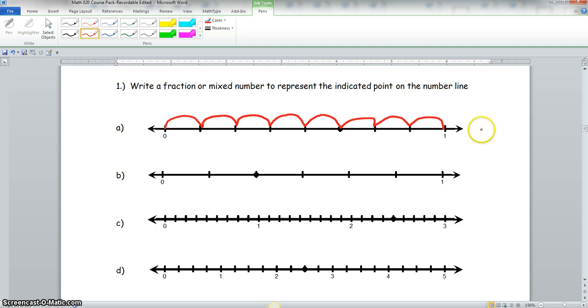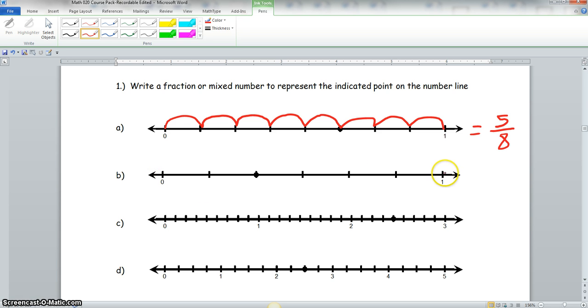Now, we moved 8 places, so our denominator would be 8. Now, our numerator, we have to find out where the point is. It's here. So we'll go 1, 2, 3, 4, 5. So our numerator would be 5. So it's 5/8.